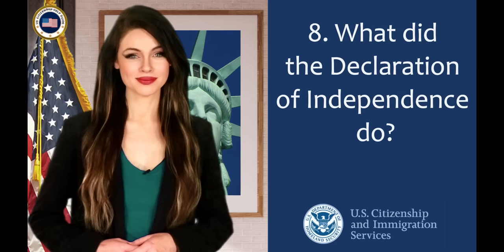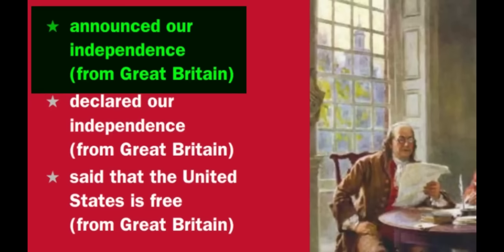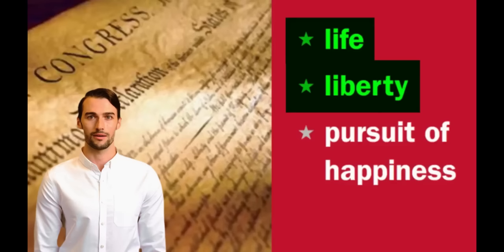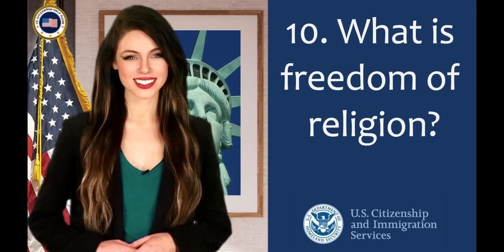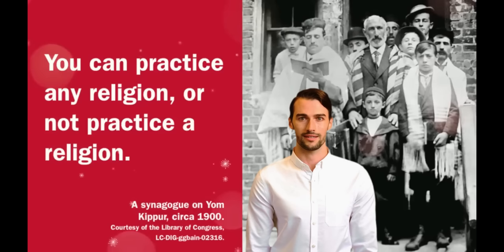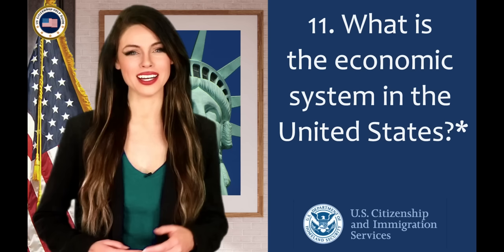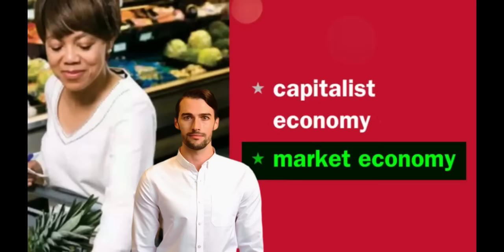What did the Declaration of Independence do? Announced our independence from Great Britain. What are two rights in the Declaration of Independence? Life, liberty. What is freedom of religion? You can practice any religion or not practice a religion. What is the economic system in the United States? Market economy.